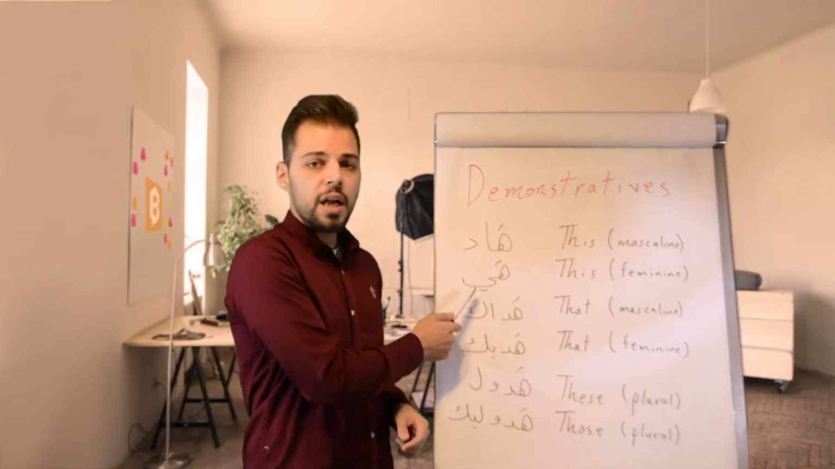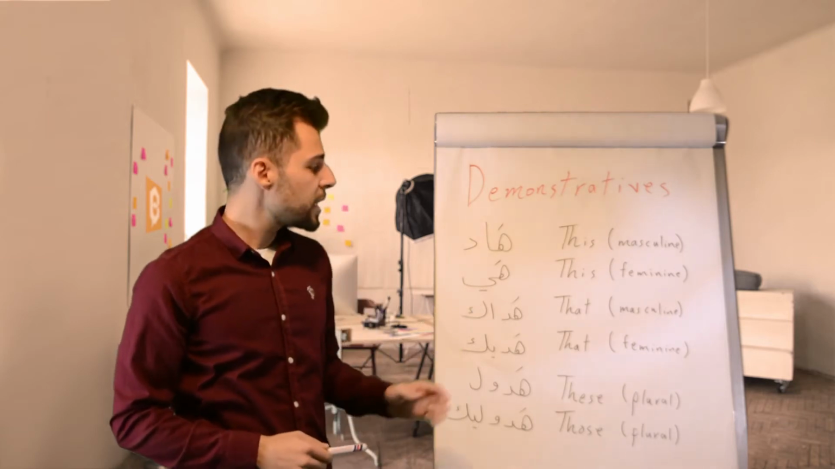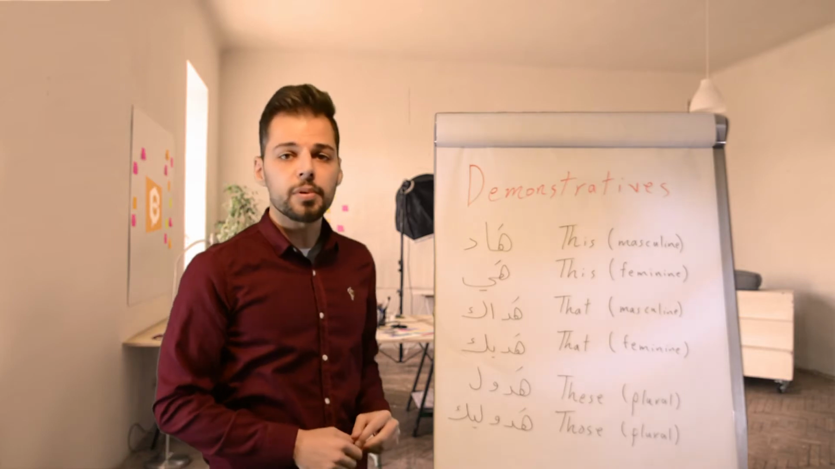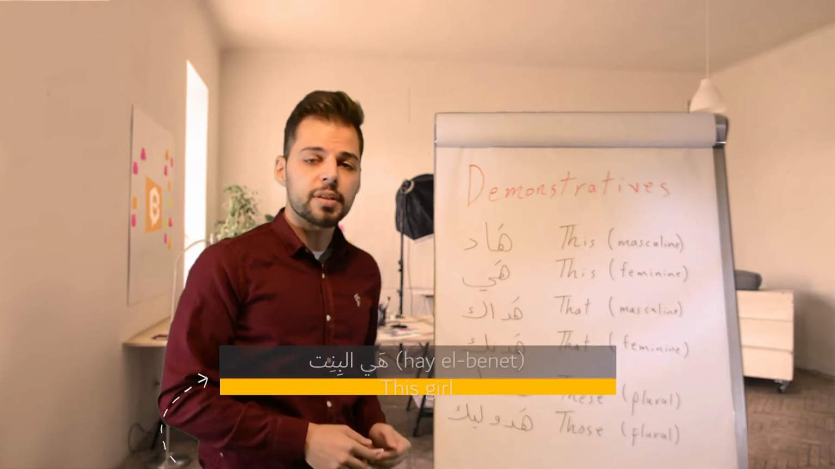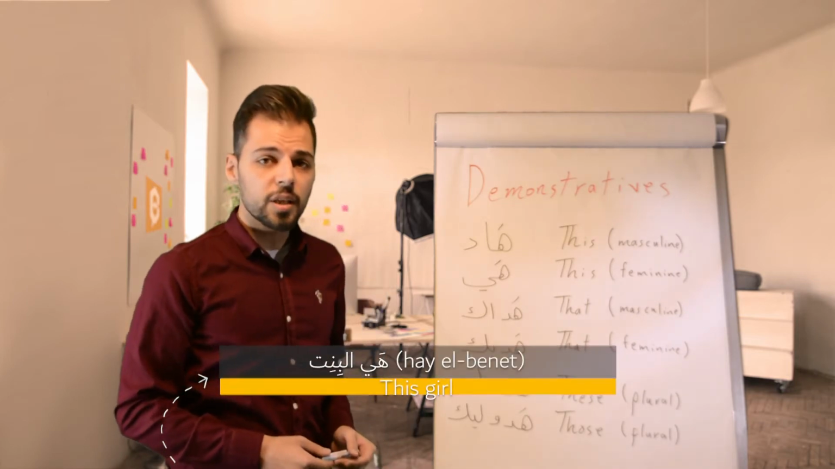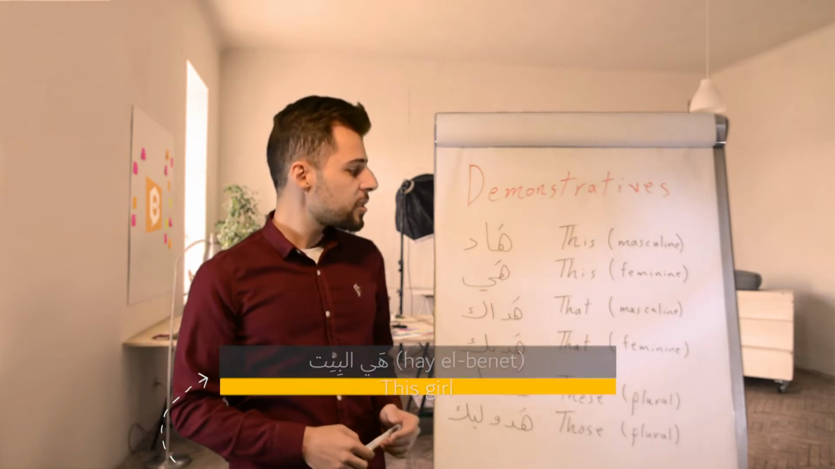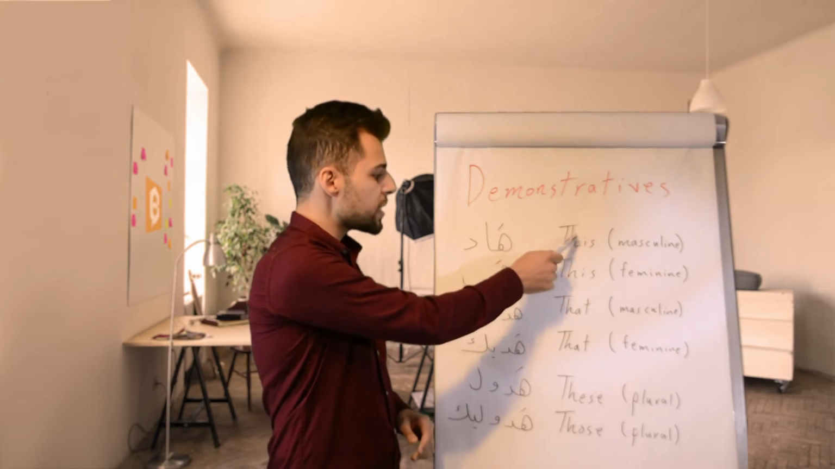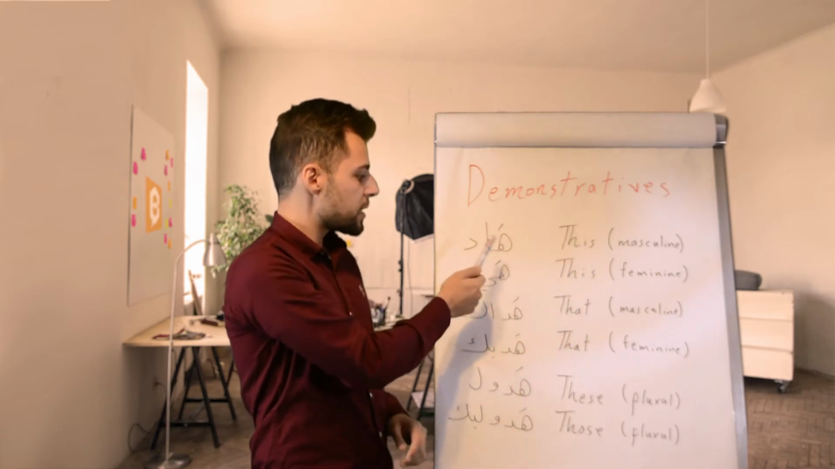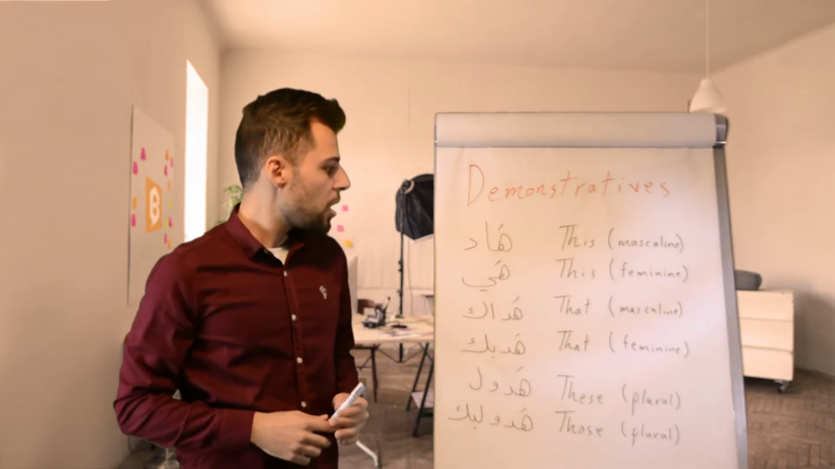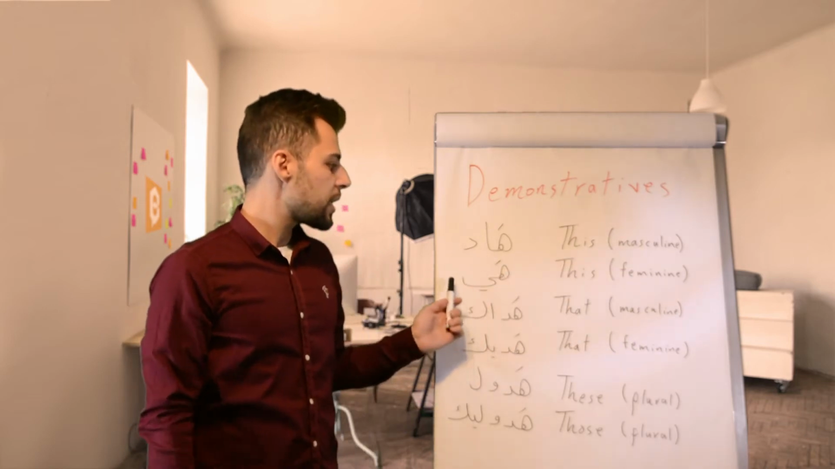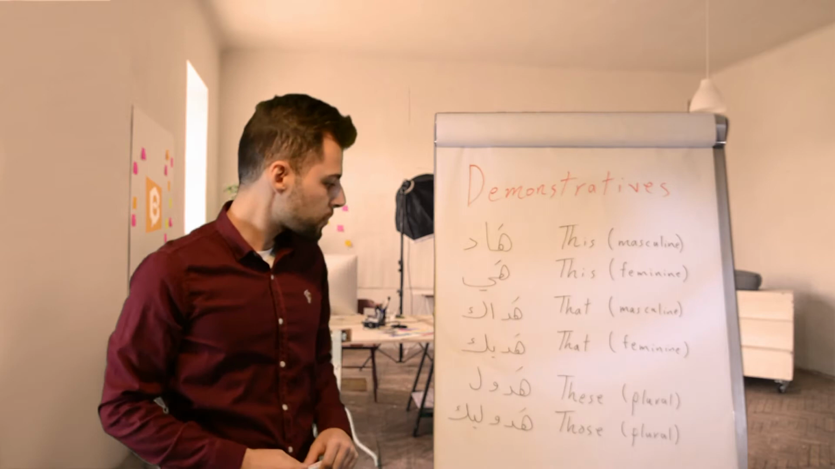Second one is hay. Hay means this for feminine words. For example, hay البنت means this girl. So this had and this hay are used for singular words. Had for masculine and hay for feminine.